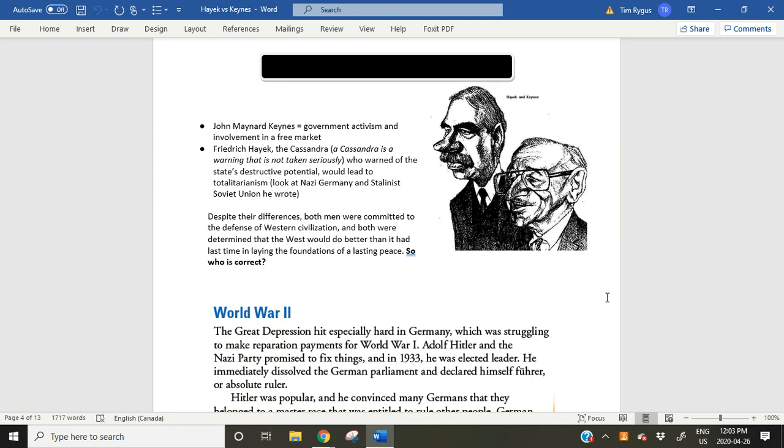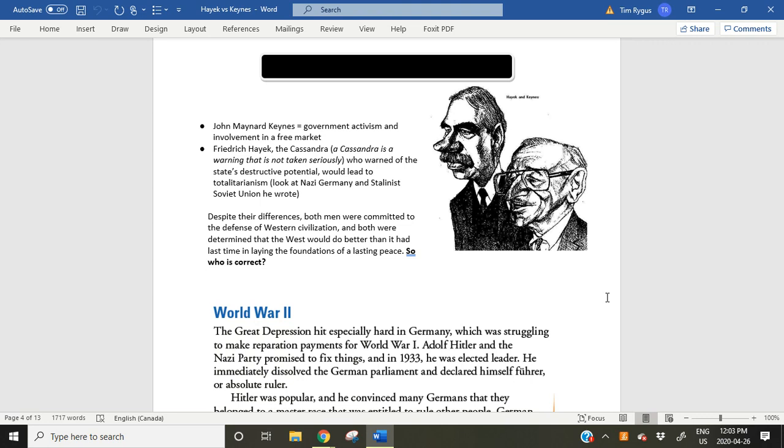Friedrich Hayek called the state Cassandra. This is a warning that's not taken seriously. So he warned that the state had destructive potential. If the state got too powerful, it would lead to totalitarianism. He said, look at Nazi Germany and Stalinist Soviet Union. So they had very different viewpoints on what the role of the government or the state is.